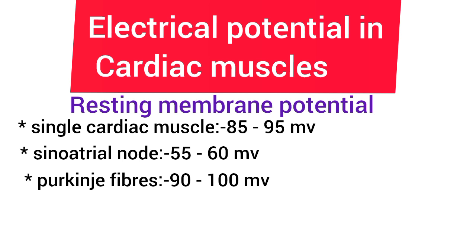Now, the action potential in cardiac muscle is actually different from that of other tissues such as the skeletal muscles, the smooth muscles, and the nervous tissues. The duration of the action potential in cardiac muscle is 0.25 to 0.35 seconds. The action potential in a single cardiac muscle fiber occurs in 4 phases.